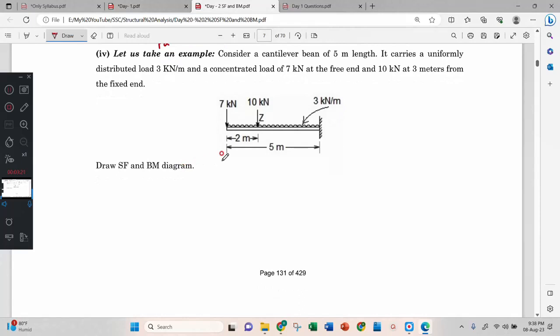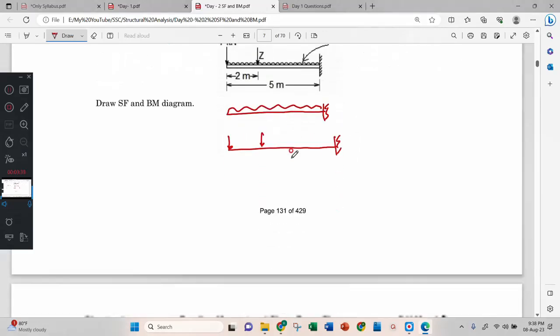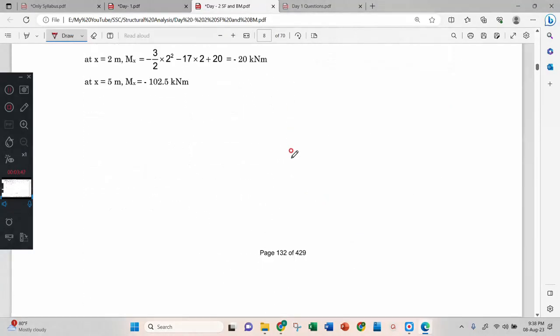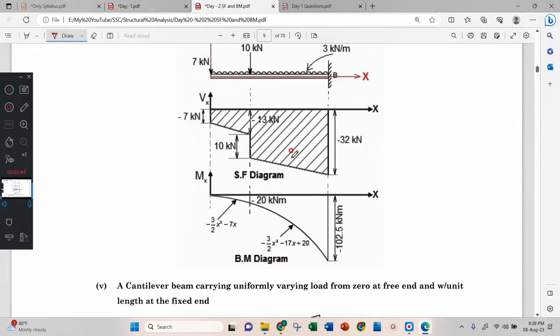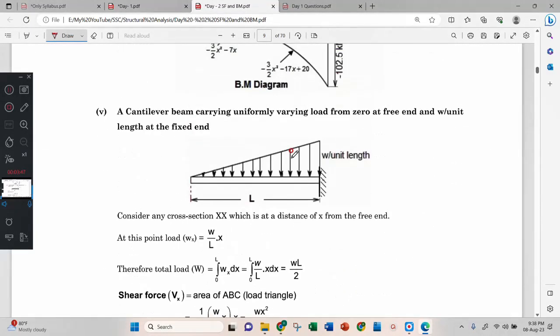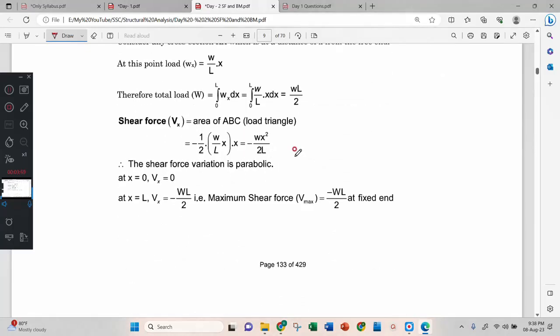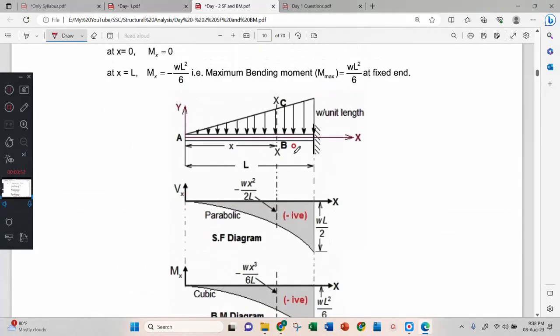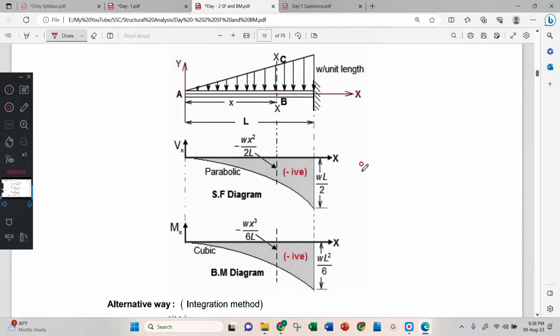Now there is a problem here. This problem you can just solve it like this. Later you can solve. This is UDL 1 and this is 1, this is 1 cantilever. Right? You can split and solve. However, you will be doing this one later when you start this one. Yeah, paper 2.